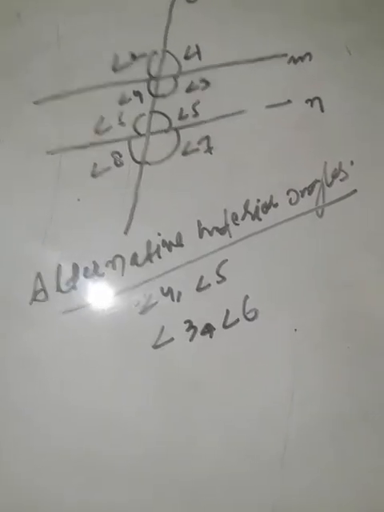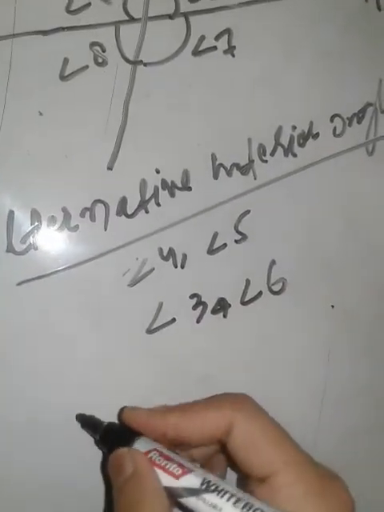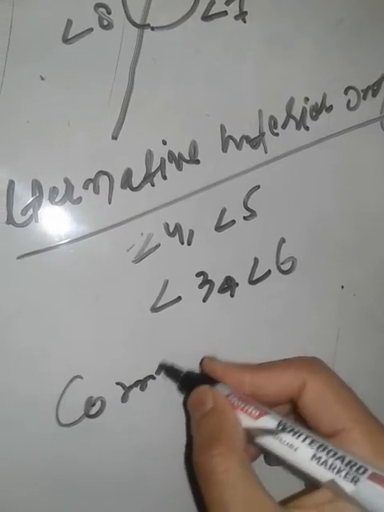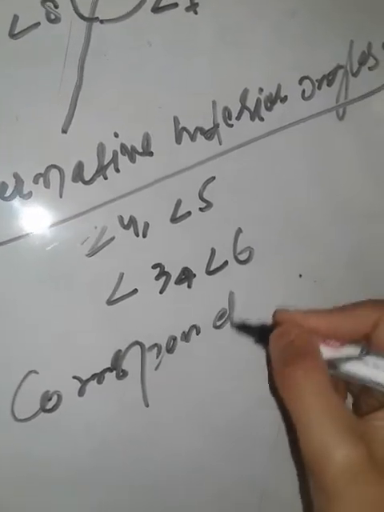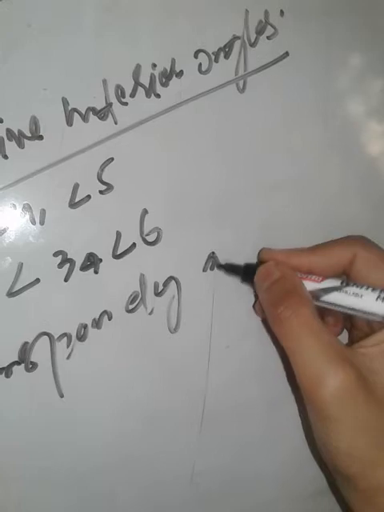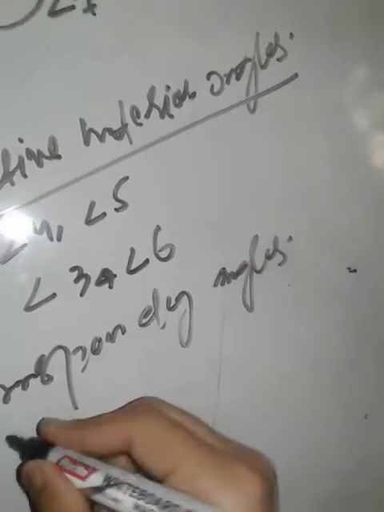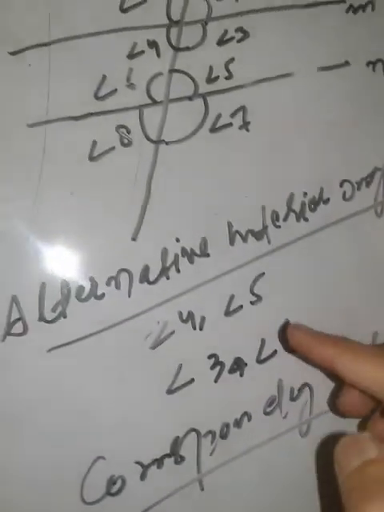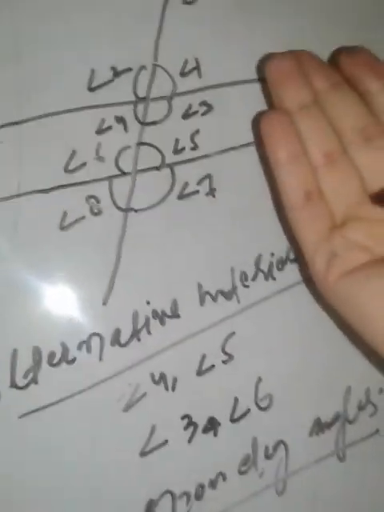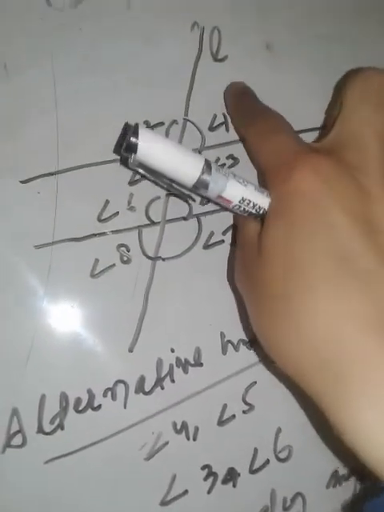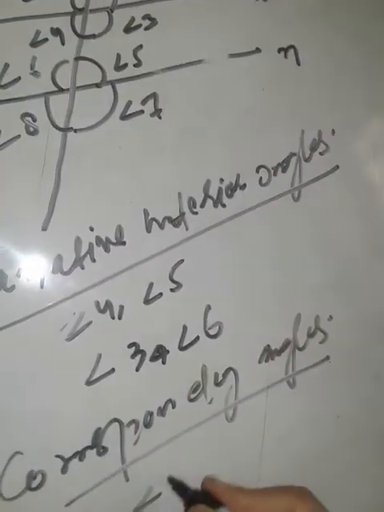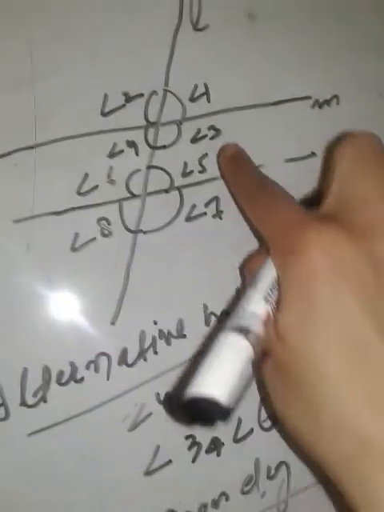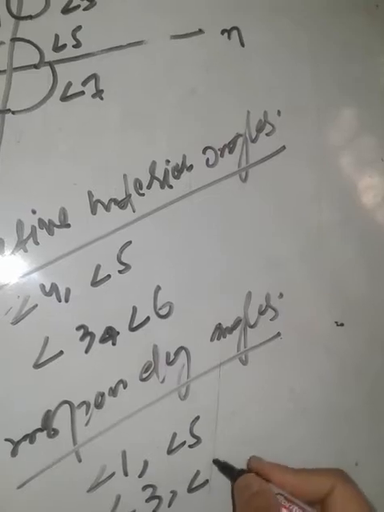Another pair is corresponding angles. What are corresponding angles here? Look, you have to skip one angle in between them. This is angle 1 and angle 5. Angle 3 and angle 7. Skip one angle between them, you get the corresponding angles.